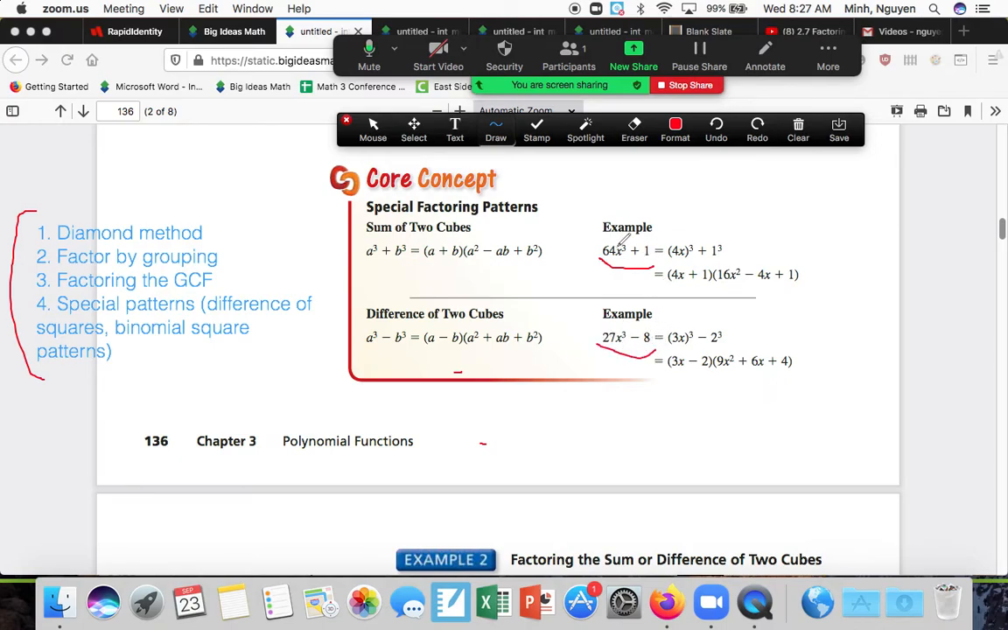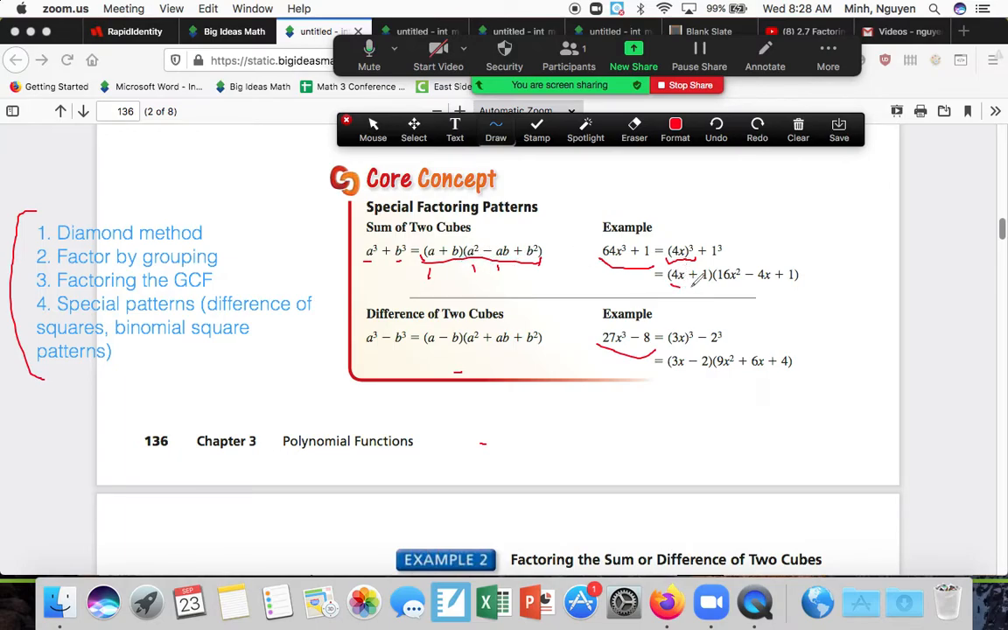So 64x cubed, well, the cube root of that is 4x, and the cube root of 1 is 1. So they've rewritten it to break it down for you to look at and be like, oh, you should recognize that 4x to the third power is 64x cubed. And so then we rewrite it as, so really what's important is identifying A and B, right? So once you do that, you just rewrite it in this format. So in this problem, A is 4x and B is 1. So everywhere there's an A, I'm going to write 4x, and everywhere there's a B, I'm going to write 1.